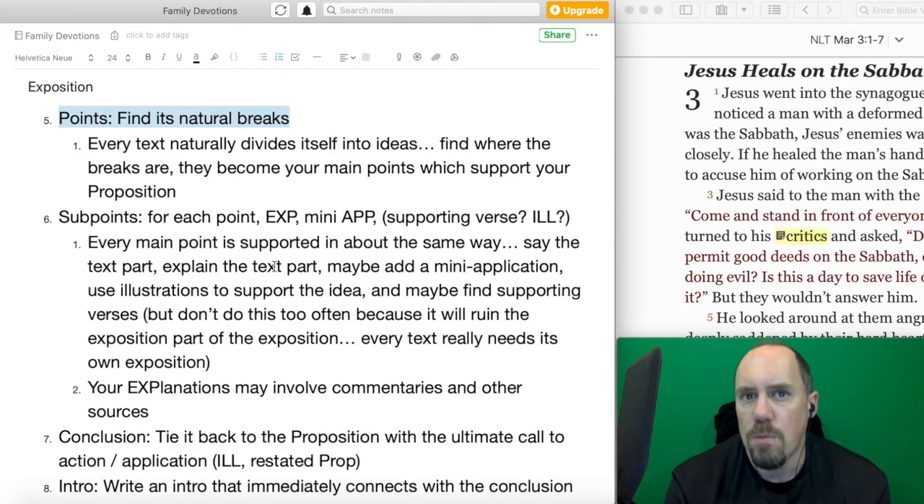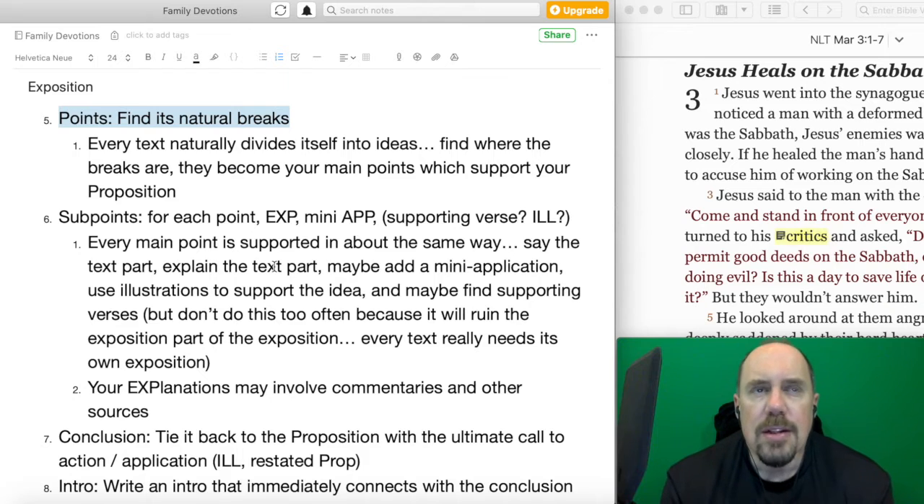Like God so loved the world. There's one natural break. That He gave His only Son. There's another natural break. That whoever believes will have eternal life, won't perish. So whoever believes might be a natural break with two sub-points: have eternal life or perish. There are natural breaks in every passage. Just look through those natural breaks, and there's no science behind this one.